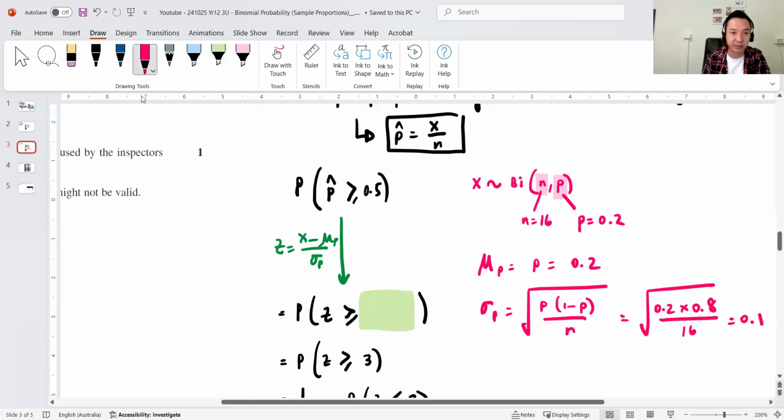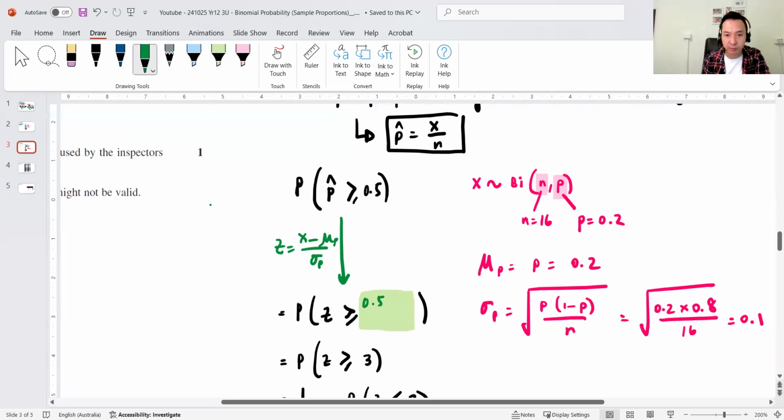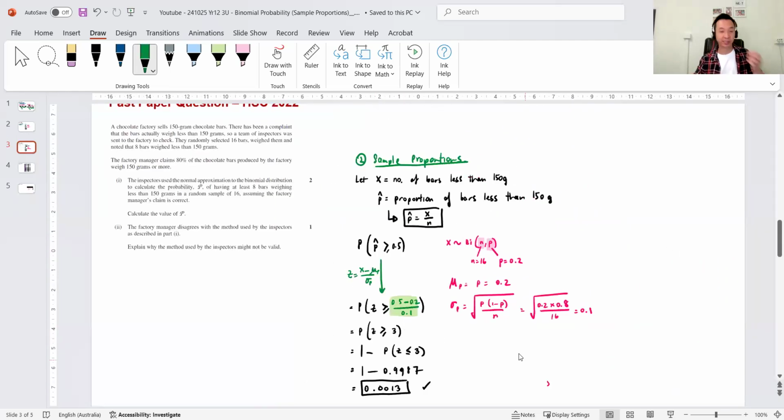that's the only thing that's different here. It would be 0.5 minus 0.2, which is mu, over sigma 0.1. And if you punch it in the calculator, it's 3. Surprise, surprise, it's 3, and then you use a table and you get the same answer. So what am I trying to say? The only point of difference is that we defined a new variable p hat, which is a proportion of bars less, which is x on n.